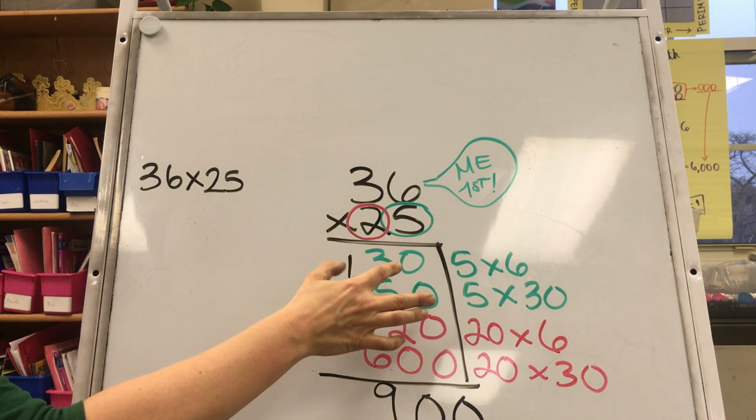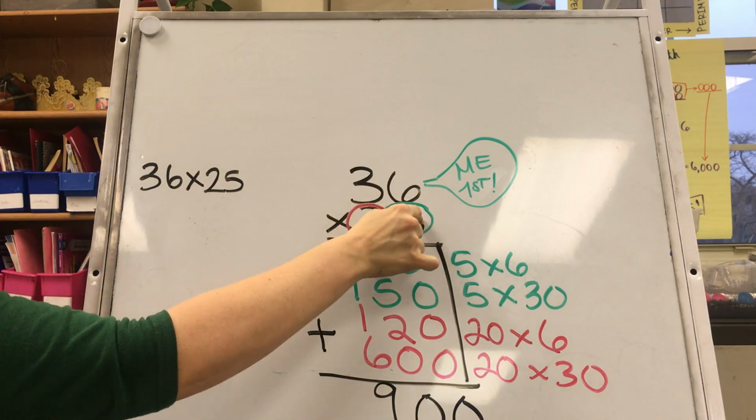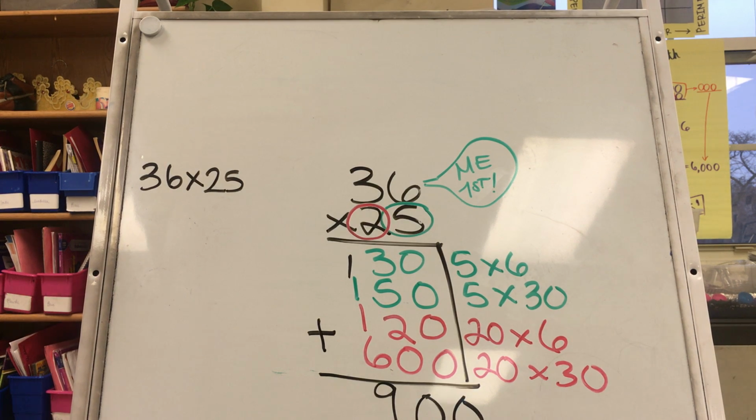So the color coordinating can help calm them down. The me first helps them remember to go up and not left to right. And for some kids who are already kind of getting this, the me first is just fun. And there's nothing wrong with school being a little more fun. Let me show you one more of these 2-digit times 2-digit.